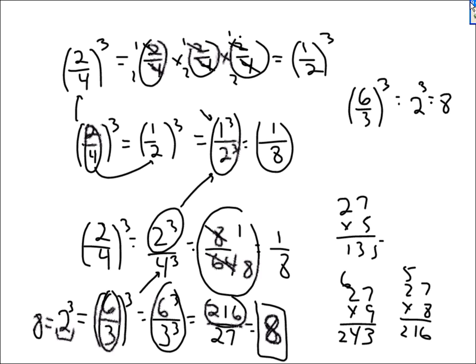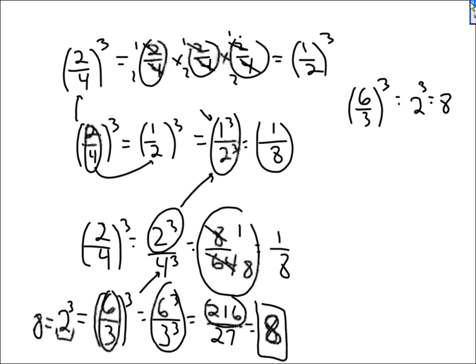Sometimes, when you reduce, it may not become an integer. But nonetheless, you'll get smaller numbers. So nonetheless, you should reduce. Like if you have 8 over 6, and you want to cube this. Actually, I don't know what 8 cubed is. 8 times 8 is 64 times another 8. Looks like 512.